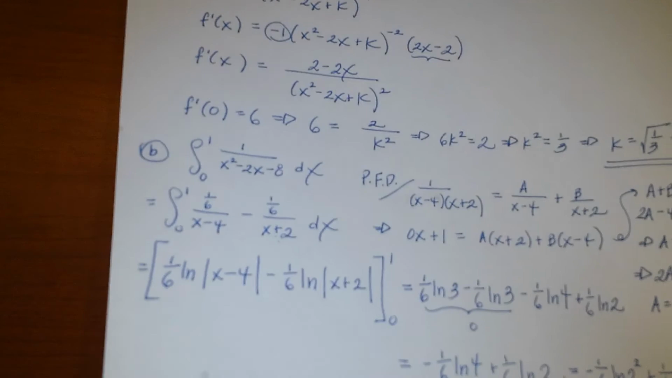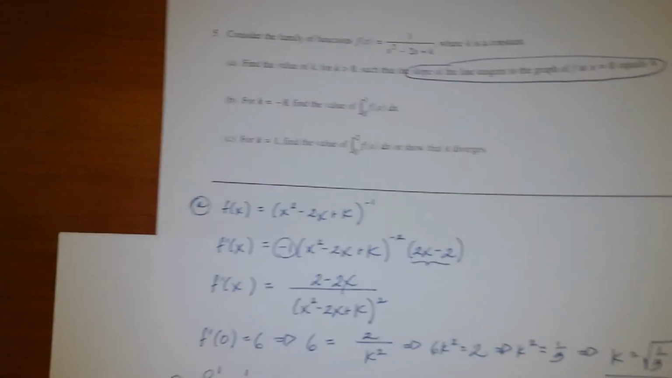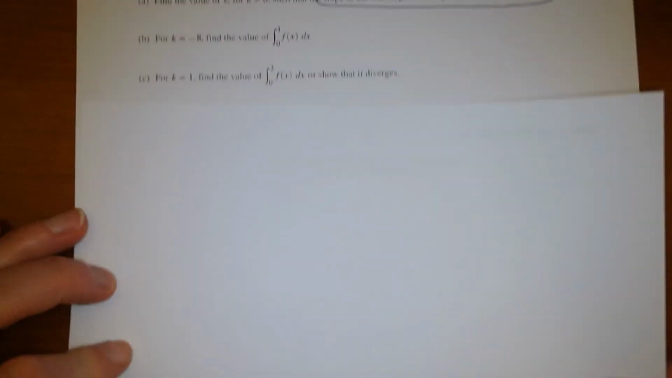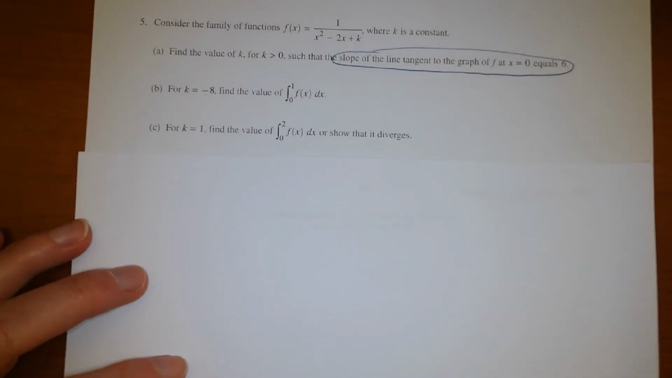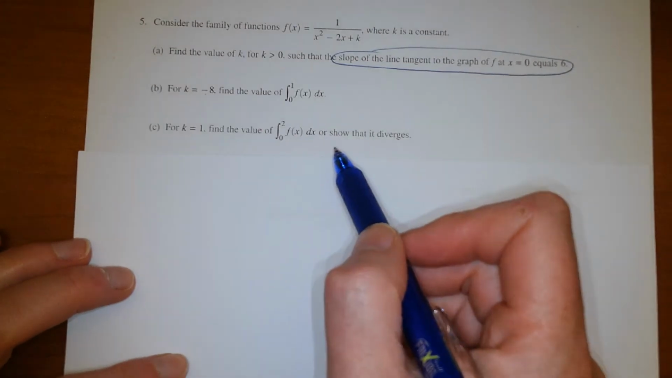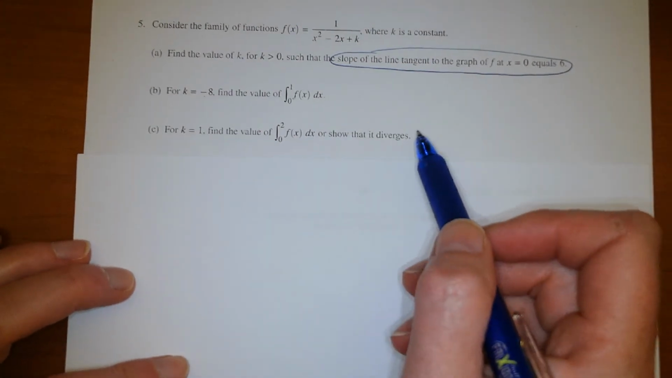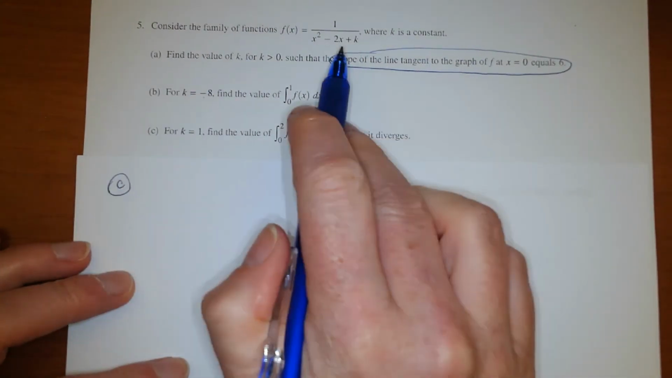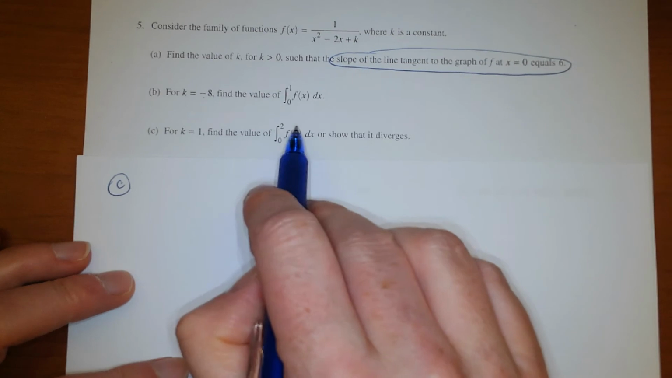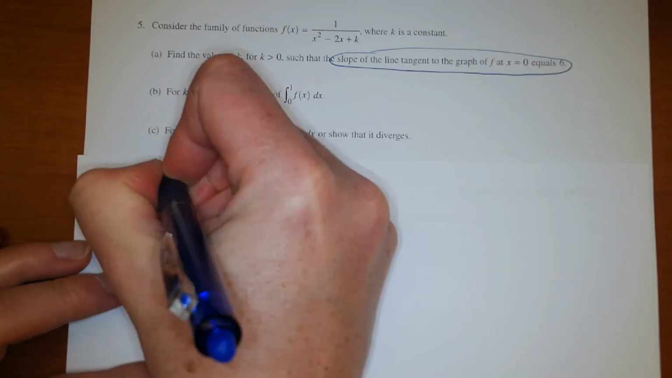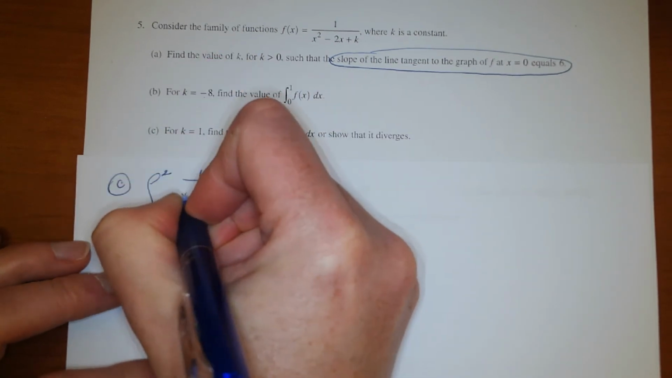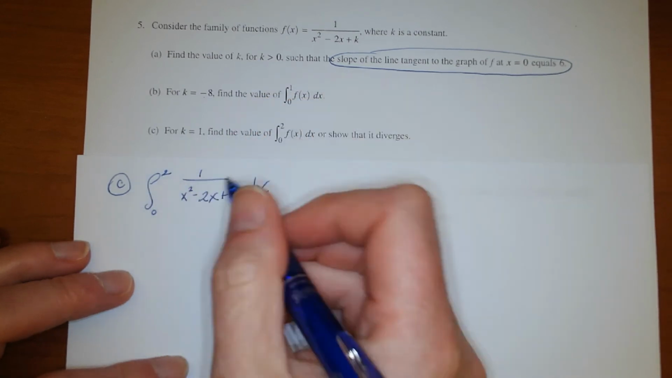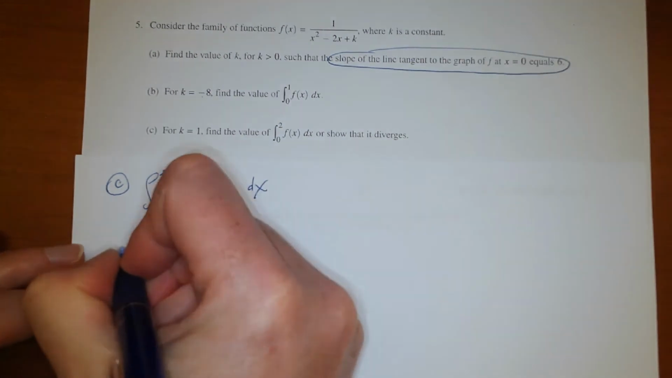Okay, now let's look at part C. Part C says, for k equal to 1, find the value of the integral from 0 to 2 of f of x dx, or show that it diverges. So if k equals 1, we'll just put the 1 in there and then put it into the integral. So let's look at what we've got. And then let's factor the denominator.